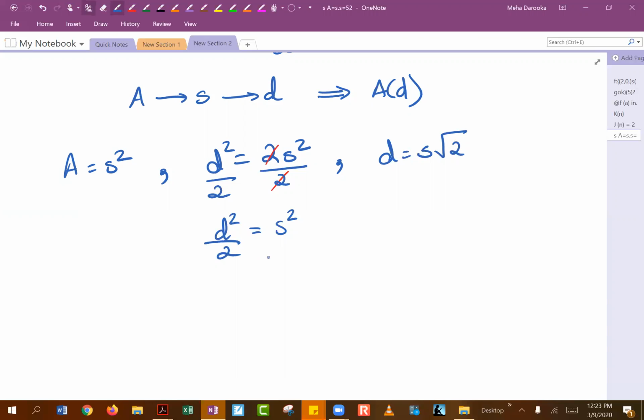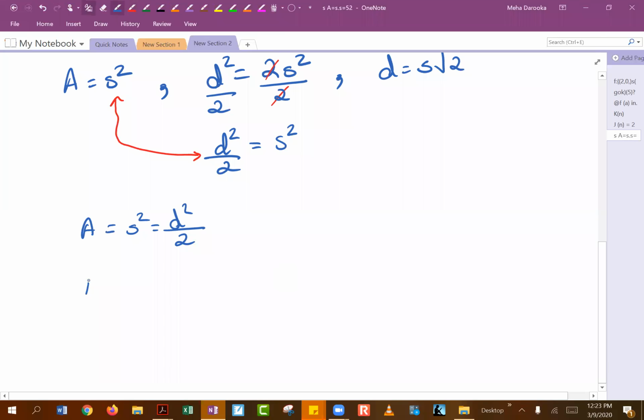Okay, now if I rewrite that second function as d squared divided by 2 equals s squared, do you see where the substitution can happen then? Where? So you just substitute the s squared in the area formula, which will give you d squared over 2. So this is where the substitution will happen. You can substitute area with that s squared instead of s squared. We know s squared equals d squared over 2. So that means you can actually write A as d squared over 2.